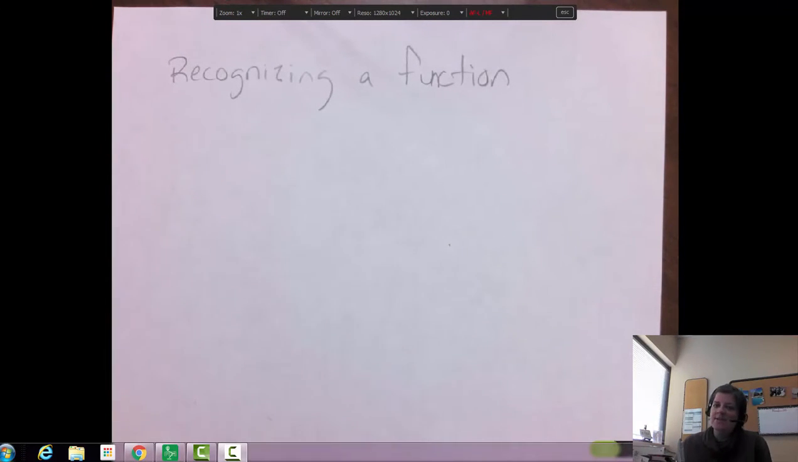Basically, if I put an answer or a number into a math problem, I want to get one solution, not two, or it's not a function. So that's how it relates to math. And computer science is functions. We want one output. Okay?